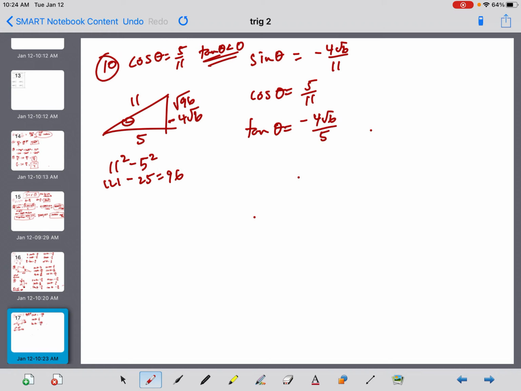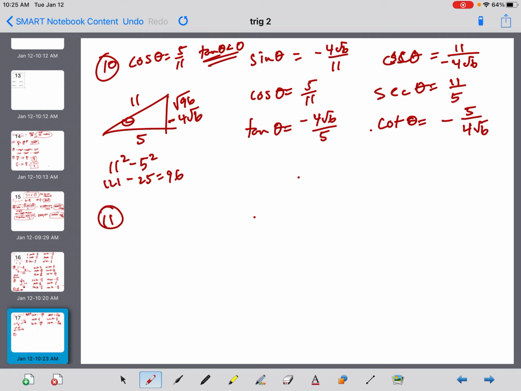And let's flip them. All right, cosecant theta, CSC, is equal to 11 over negative 4 radical 6. You just need one negative. It doesn't matter if it goes at the top or the bottom. Secant theta is equal to 11 over 5. And cotangent theta is equal to negative 5 over 4 radical 6. All right, very good. All right, number 11.